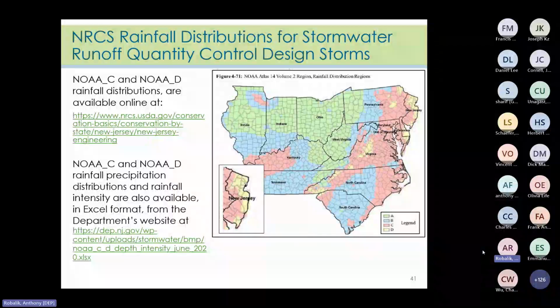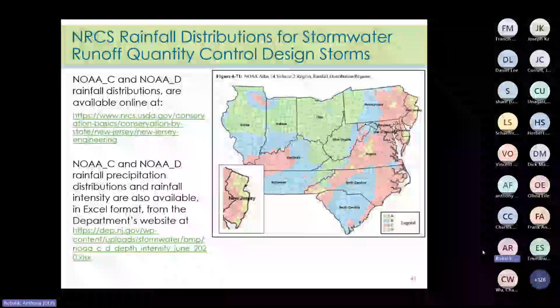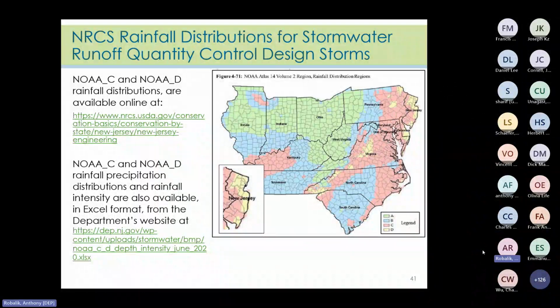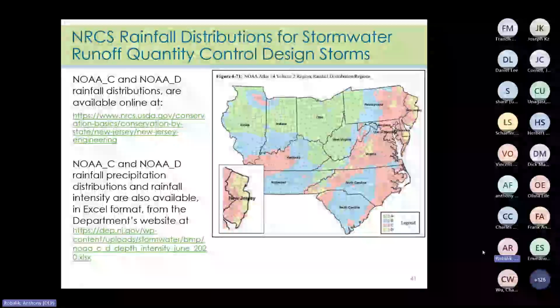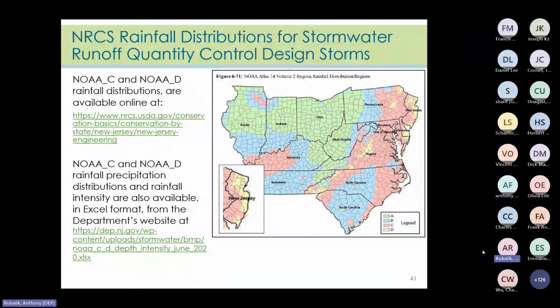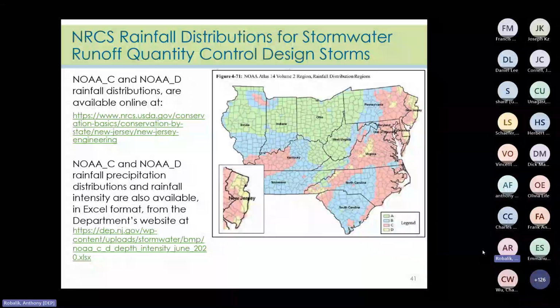So here's the map of the Northeast US depicting the regions. The bottom left corner of the image just shows a zoom in on New Jersey. This figure is from Chapter 4 of the NEH, and it's also included in Chapter 5 of the BMP manual. You can see the reddish shaded areas will use the NOAA C distribution, and the yellow shaded areas are going to use the NOAA D distribution. You should be able to download text data using this hyperlink here, and we also included a link to make this information available as an Excel file from the DEP webpage.